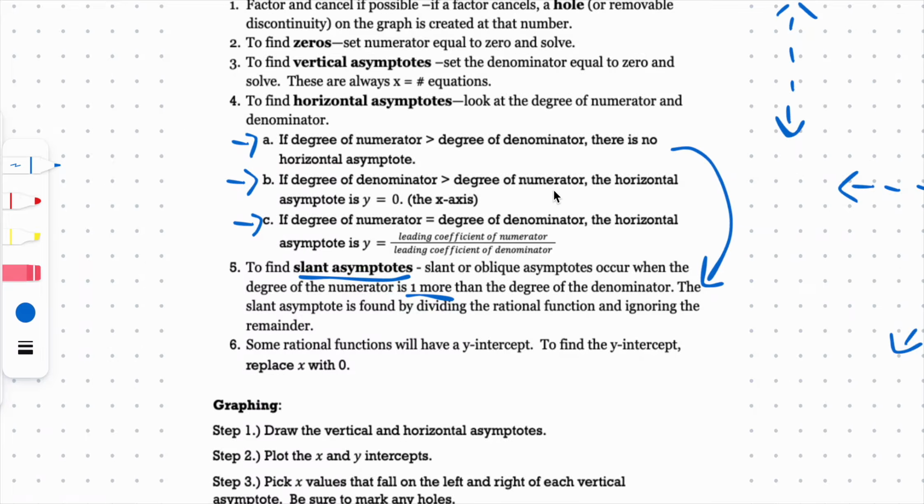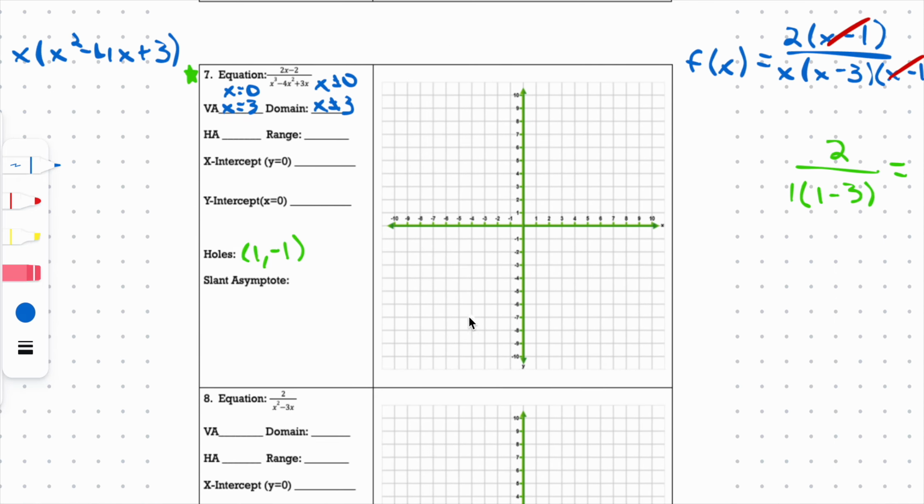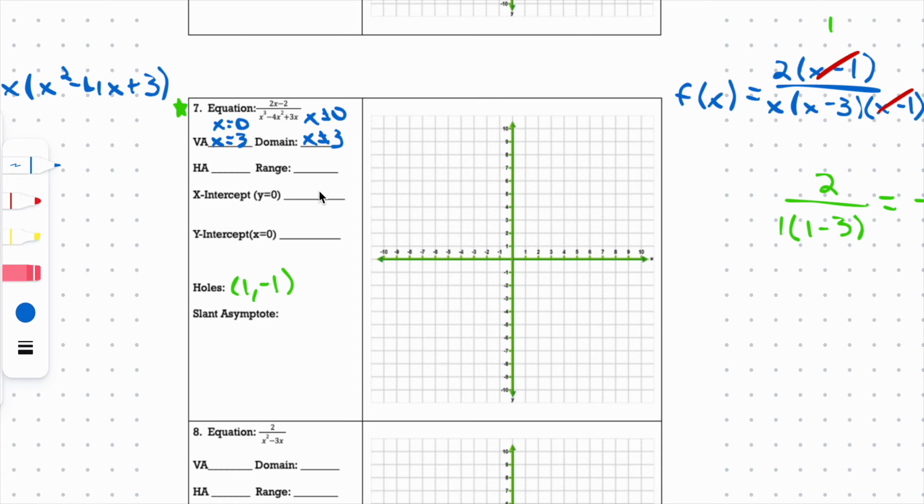Our degree of our denominator is greater than that of the numerator. So our horizontal asymptote is going to be y equals 0. And so that is why we don't have any x-intercepts. So the horizontal asymptote is y equals 0. And so that means our range: y cannot equal 0, all real numbers except for that.